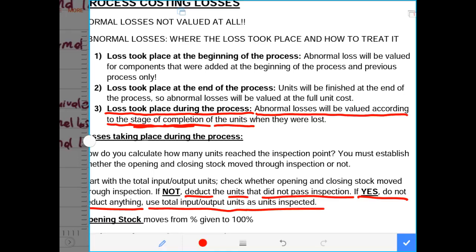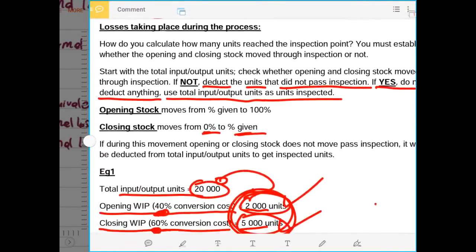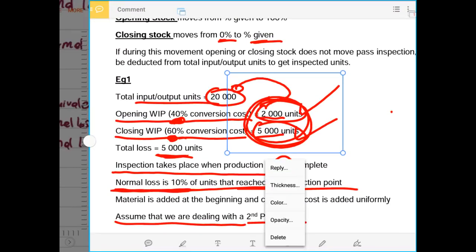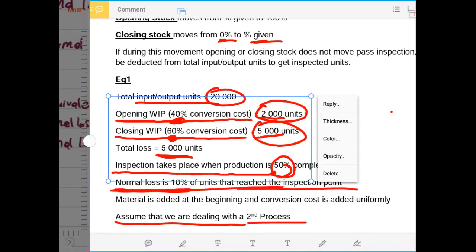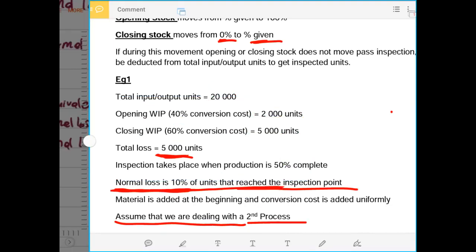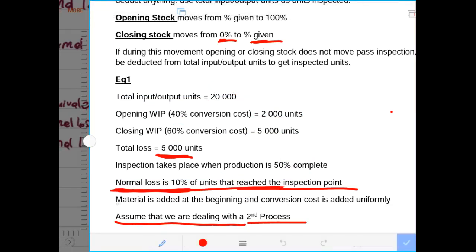However, with regard to materials, raw material was all introduced at the beginning of the process. That is the reason we do not apply a percentage to the raw material, because we were told that material is added at the beginning of the process. However, conversion cost is added uniformly.